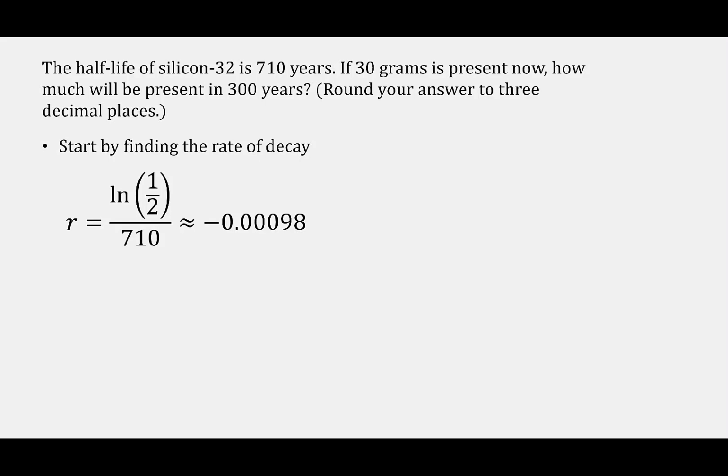0.00098. We'll use this rate along with our initial amount of 30 grams to estimate the amount of substance that will remain when T is equal to 300. We have A is 30 e to the negative 0.00098 times 300. This gives us about 22.56 grams.